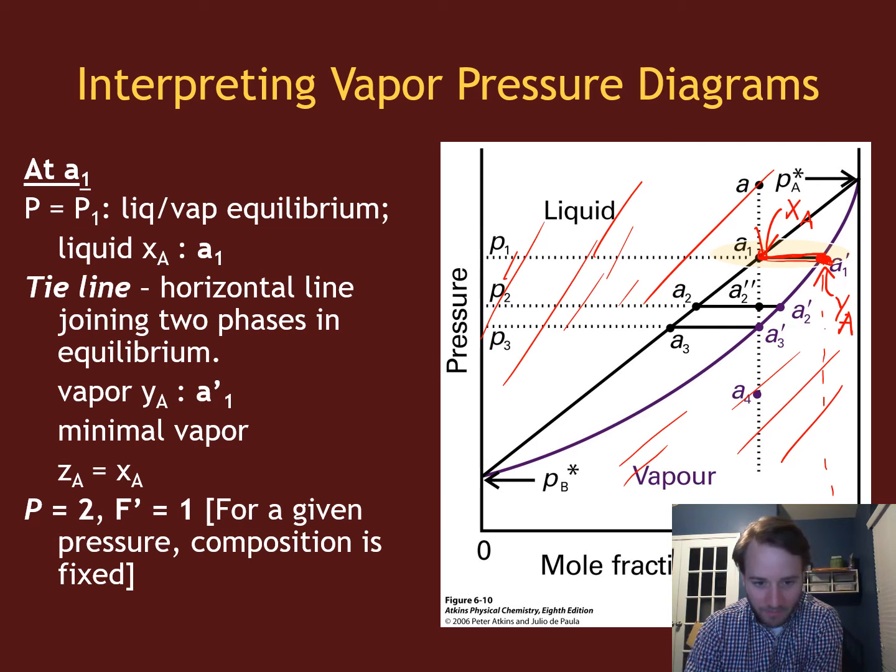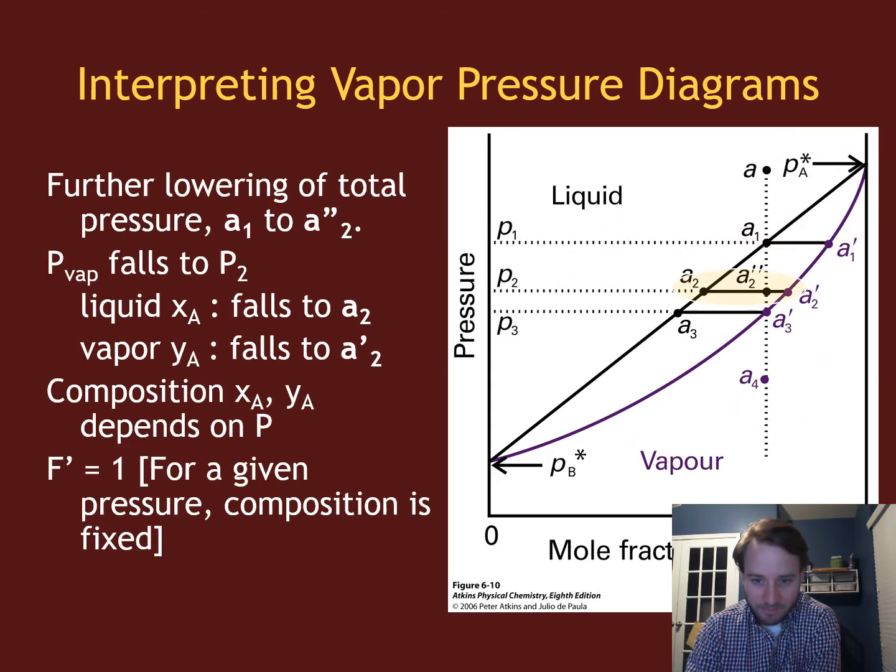Now, in this case, I have two phases that are now in equilibrium. I have the liquid phase and the vapor phase in equilibrium, because I now have some amount of vapor, in which case I only have 1 degree of freedom. If I change the pressure, I've got to change the chemical composition, or vice versa.